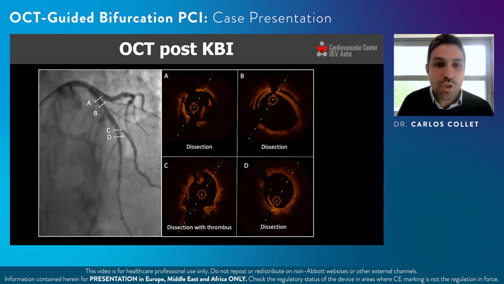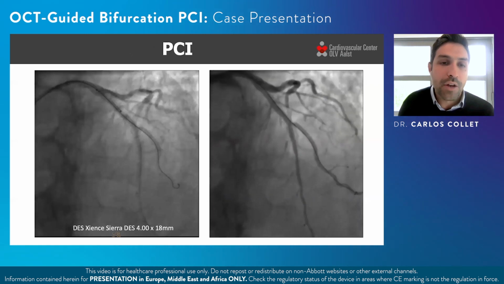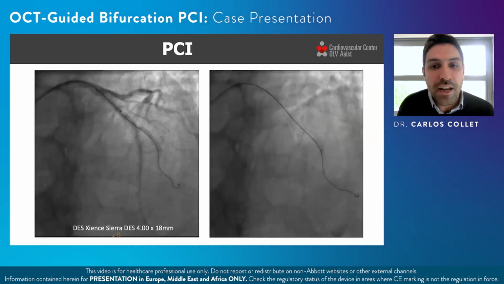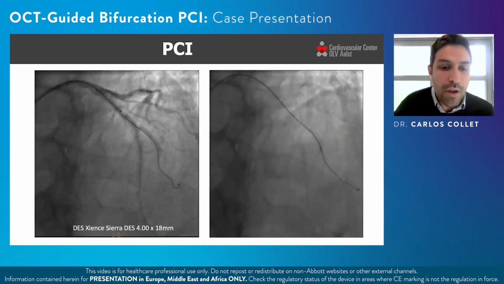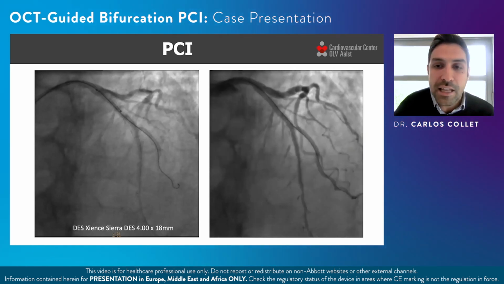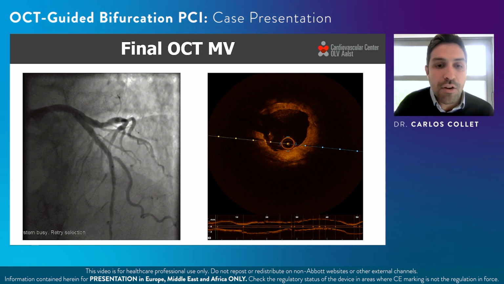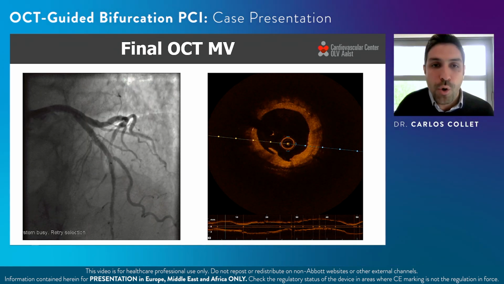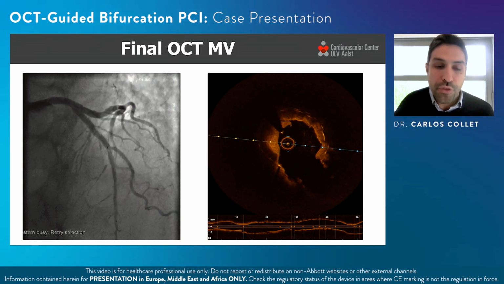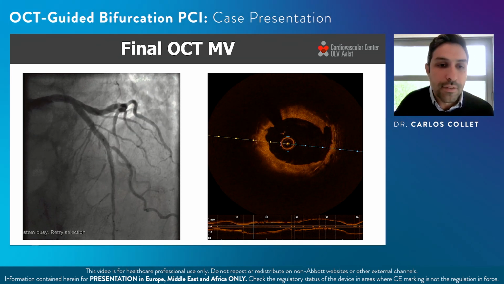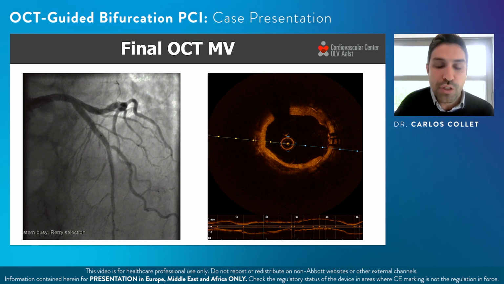We think that this was due to the guide extension that went pretty deep into the LAD to be able to cross the diagonal branch. So finally, we decided to implant another stent proximally, and we implanted a Sierra, a 4.0, 18, guided by OCT. And here is the last run of the OCT in the main branch that shows a very good expansion of both the previous and the newly implanted stent and no areas of malapposition.